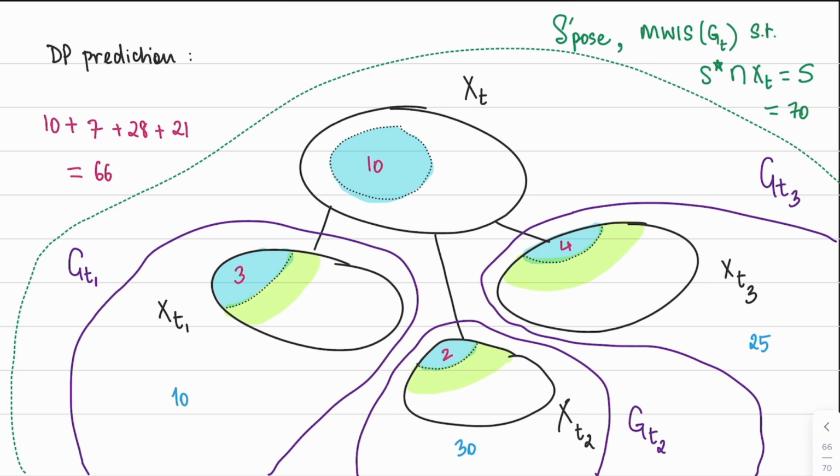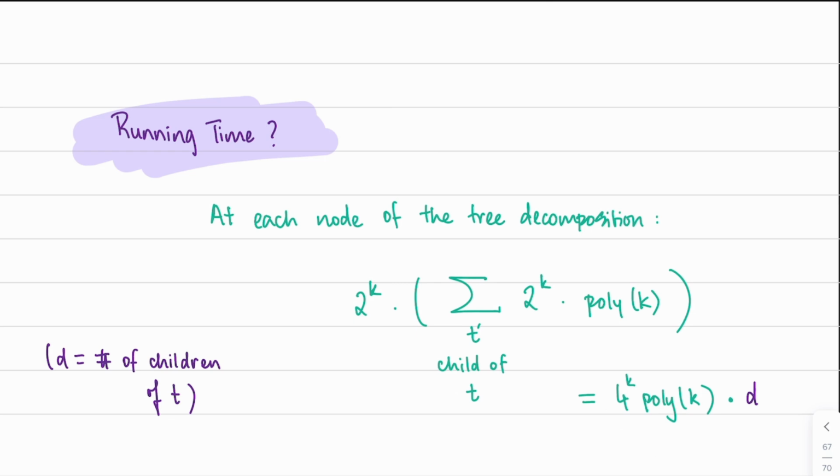Now, the last thing that remains to be done is a running time analysis. So let's think about what we are doing here. At every node of the tree decomposition, we do have 2 raised to k values to compute, because we are computing a value for every subset of the bag X. And when we are computing these values, we are going to every child. That's why we have the summation over t prime child of t.